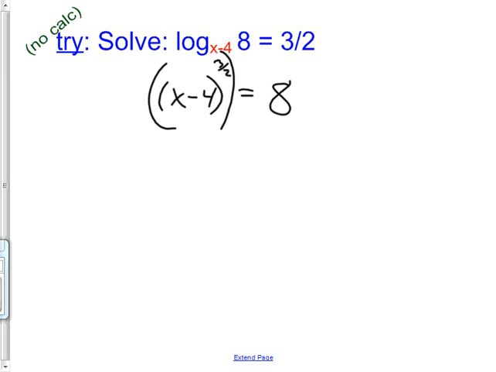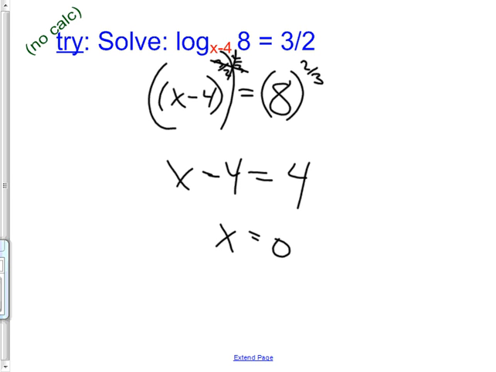I put it to the 2/3, and then these guys cancel. X minus 4 is still left, and then cube root of 8 is 2, 2 squared is 4, and then I add 4 to both sides, and I have x equals 0. All right. What do you mean, no? Yes, that is an extraneous answer. Know why? Okay, fine. And plus 4.